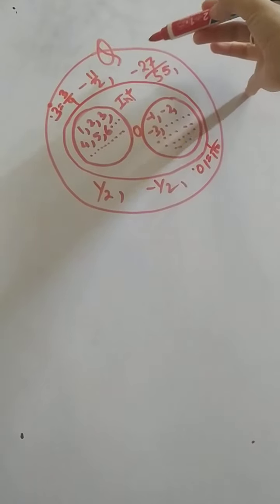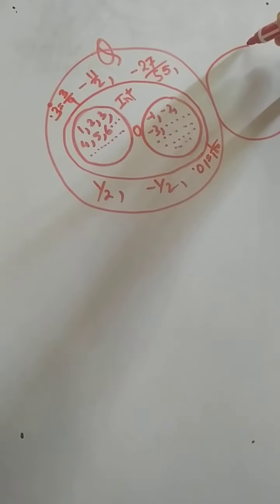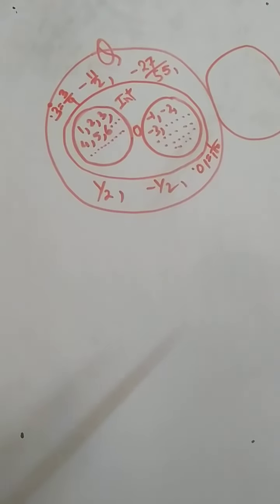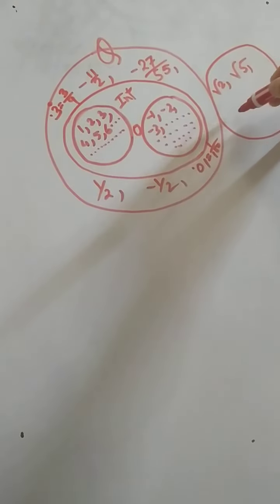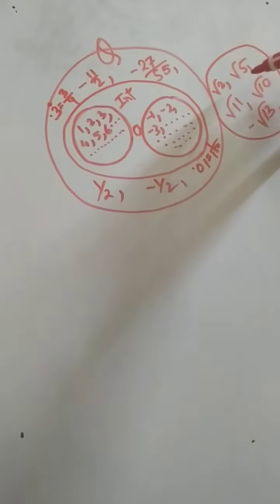Now irrational numbers, where do those lie? Those are an absolutely separate set. Here the irrational numbers lie. Suppose √2, √5, √11, √10, -√13. These are all irrational numbers. These are non-terminating. If I want to find out √2, it will be 1.414 and so on. Those numbers will be non-recurring, non-terminating. So these are examples of irrational numbers.